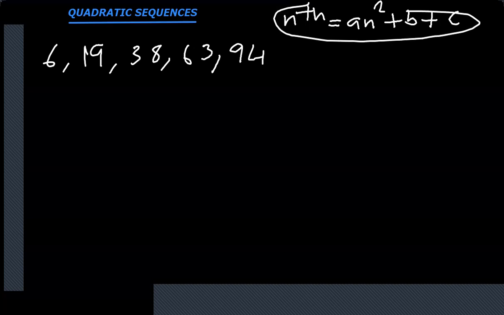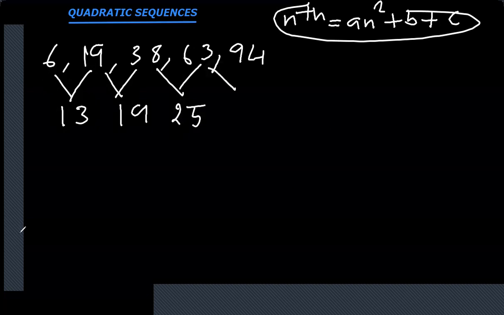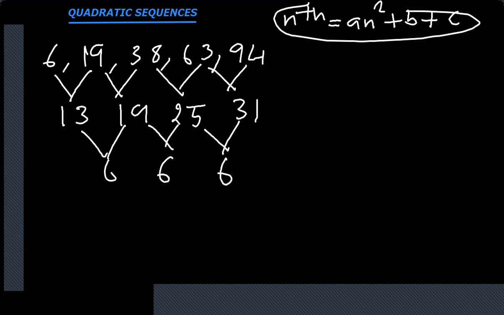Okay. Now, let's quickly get the first difference. That gives us 19 minus 6, that's 13. 38 minus 19, that's 19. 63 minus 38 gives us 25. And 94 minus 63 gives us 31. Then the second difference: 19 minus 13 is 6, 25 minus 19 is another 6, and 31 minus 25 is another 6.